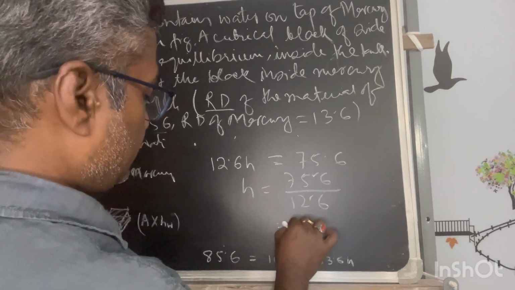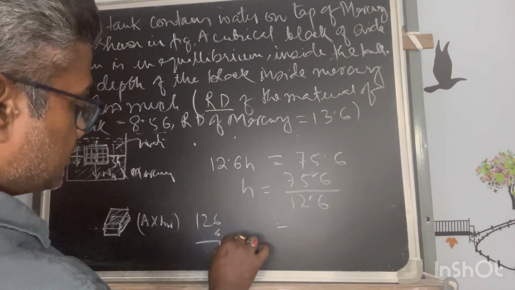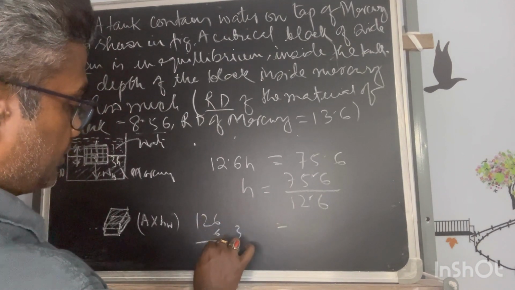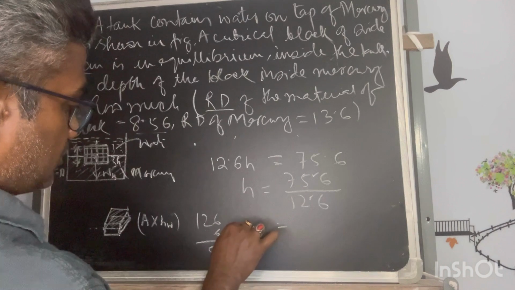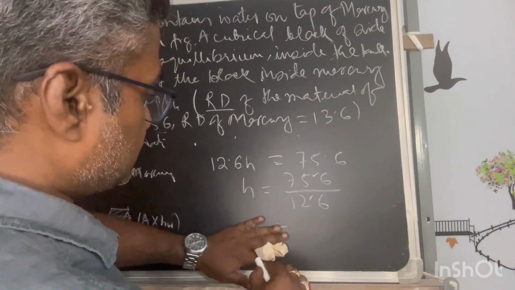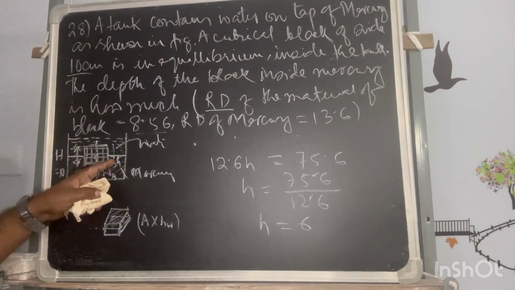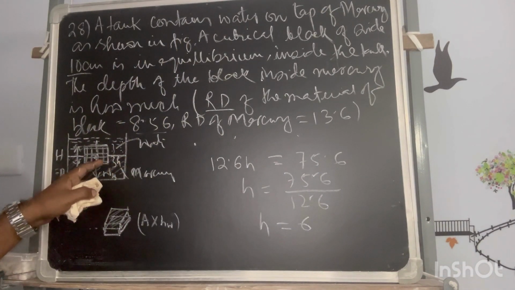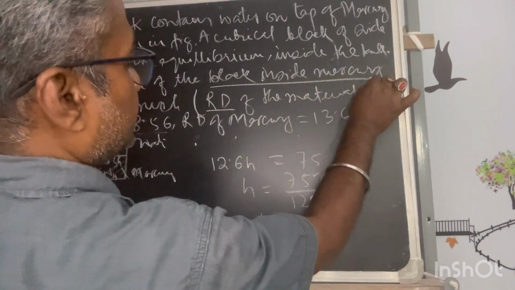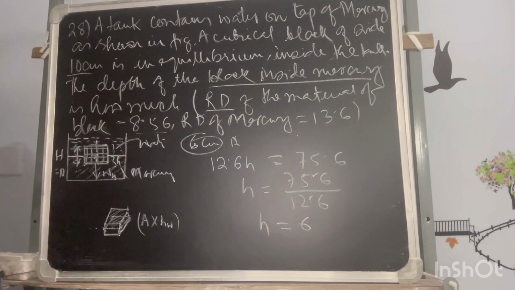So that will be around how much? I think 6 will be the best. 6 6 are 36, 6 to the 12, 15, 1, 6 1 plus 1 7. Yes. So H, the height of the block that will be there inside the mercury, is 6 centimeter. That will be the answer. Okay.